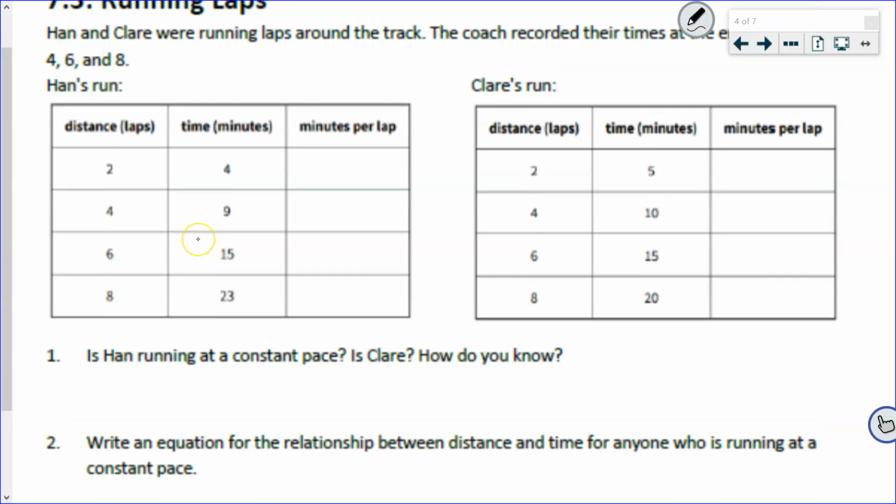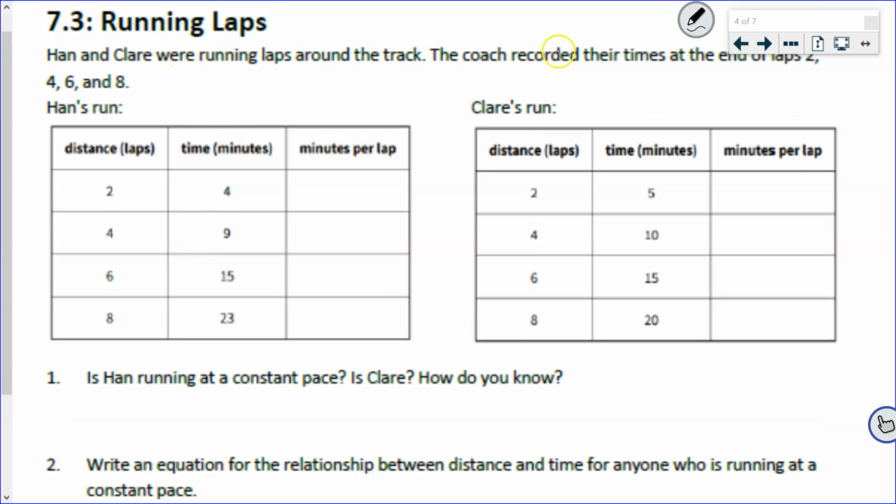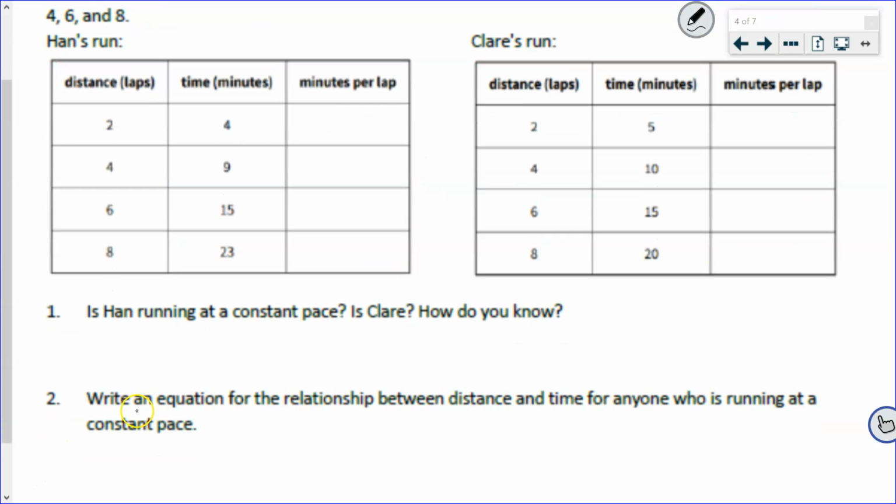So I'm just going to give you guys maybe 2 minutes to complete this whole section, complete those tables, answer question 1, answer question 2. Students in person are working with their groups, and online learners are pausing the video to work through these problems. Ready, set, go.